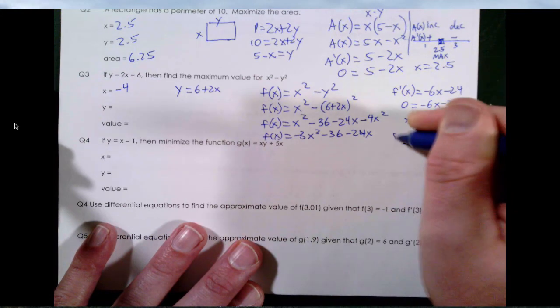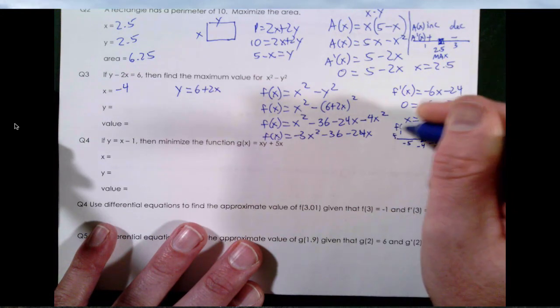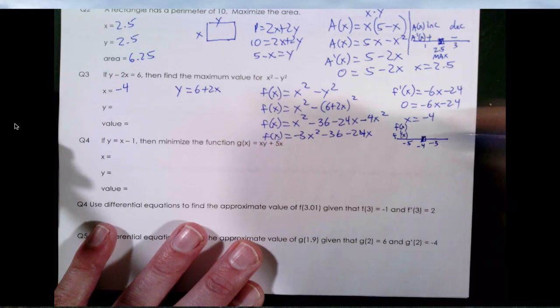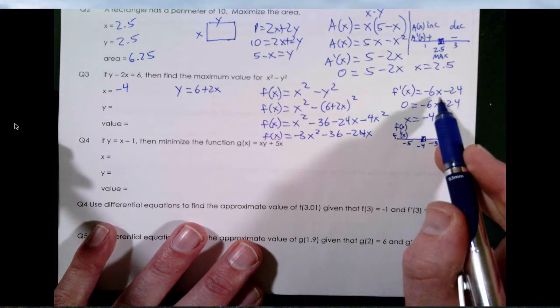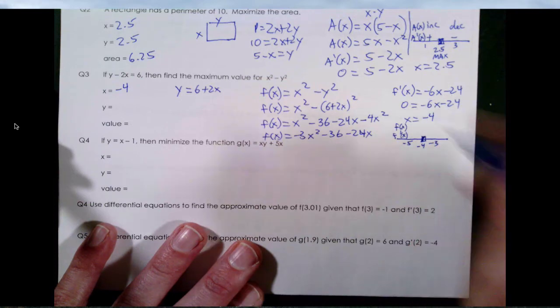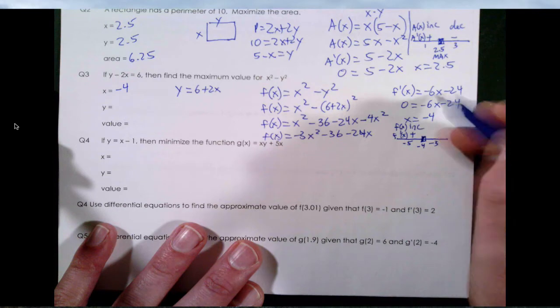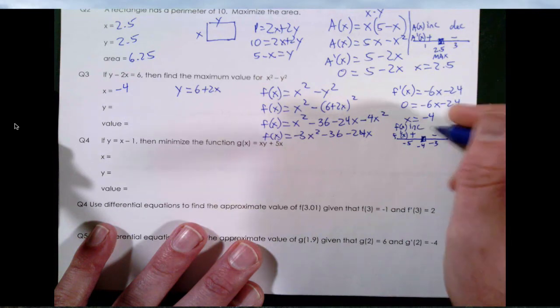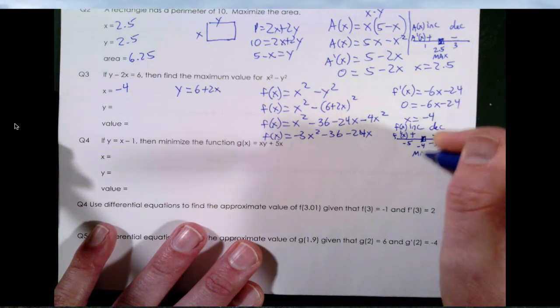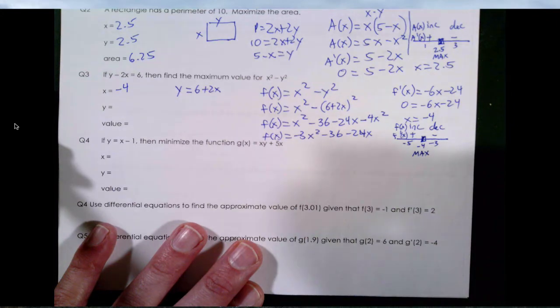We're using f prime to interpret f. I'll put x on there just for fun. Negative 5 into the derivative creates a positive 30. That is positive, so we're increasing. Negative 3 goes in and creates a positive 18 minus 24. That's negative, so we are decreasing. So therefore, we have a max. Okay, so I verified that.